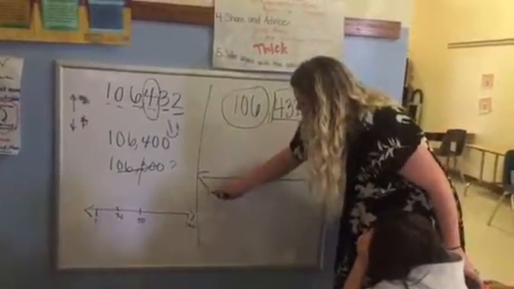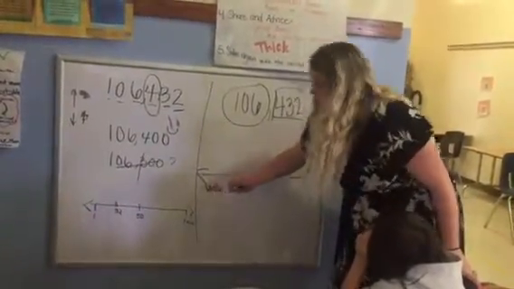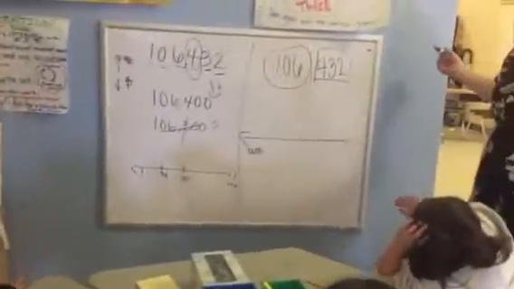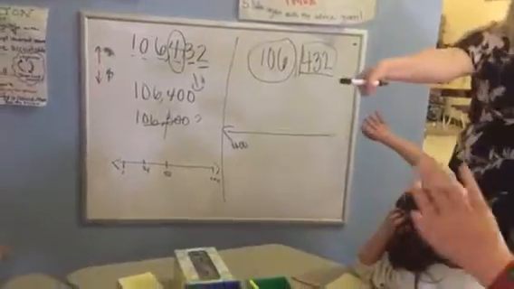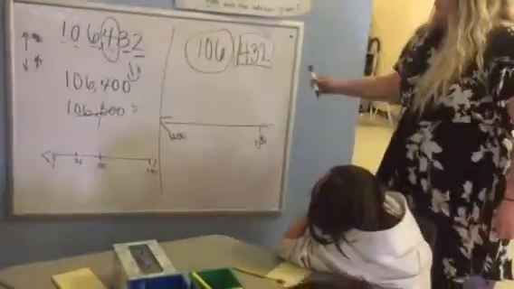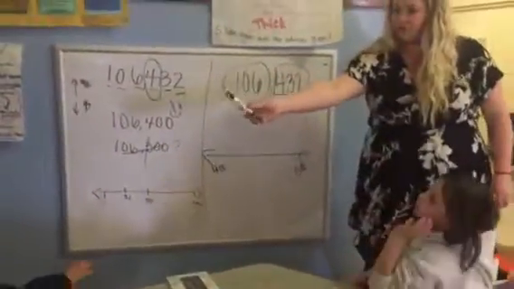let's start 400 right here. And what's the next 100? What's the next closest 100? 600? 700? 500. So, where would we put 432 on this number line?